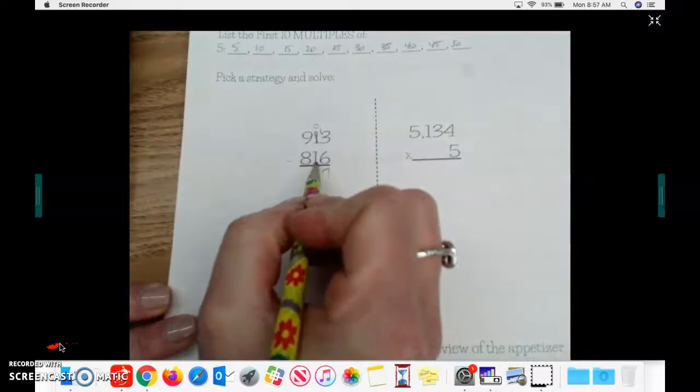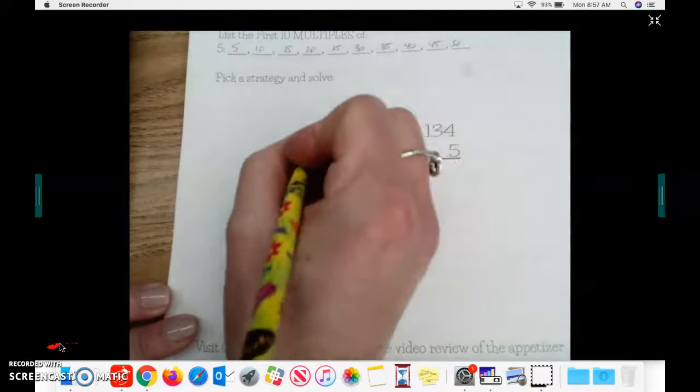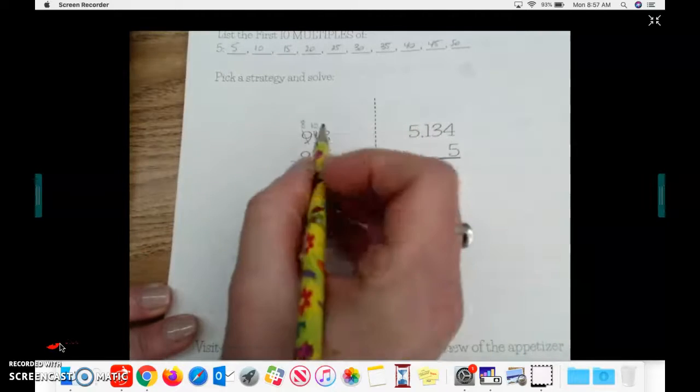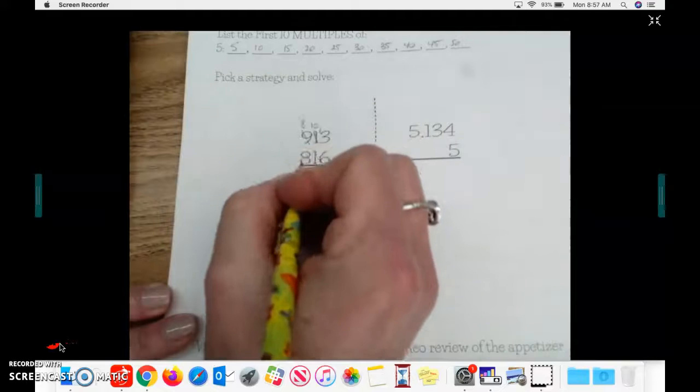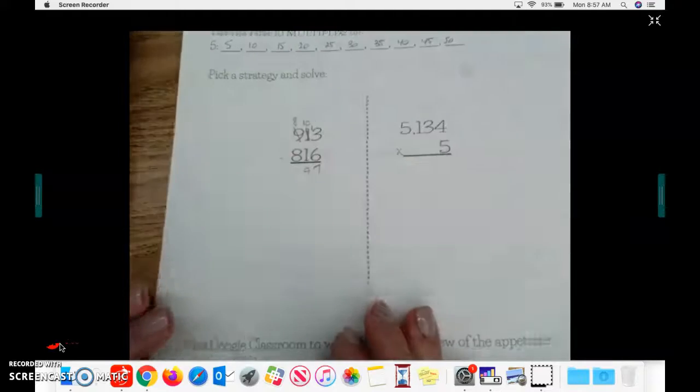And then here I have more on the floor. 1 is larger than 0. So again, I'm going to have to regroup. So 10 minus 1 is 9. And then I don't have anything to subtract here because 8 minus 8 is 0.